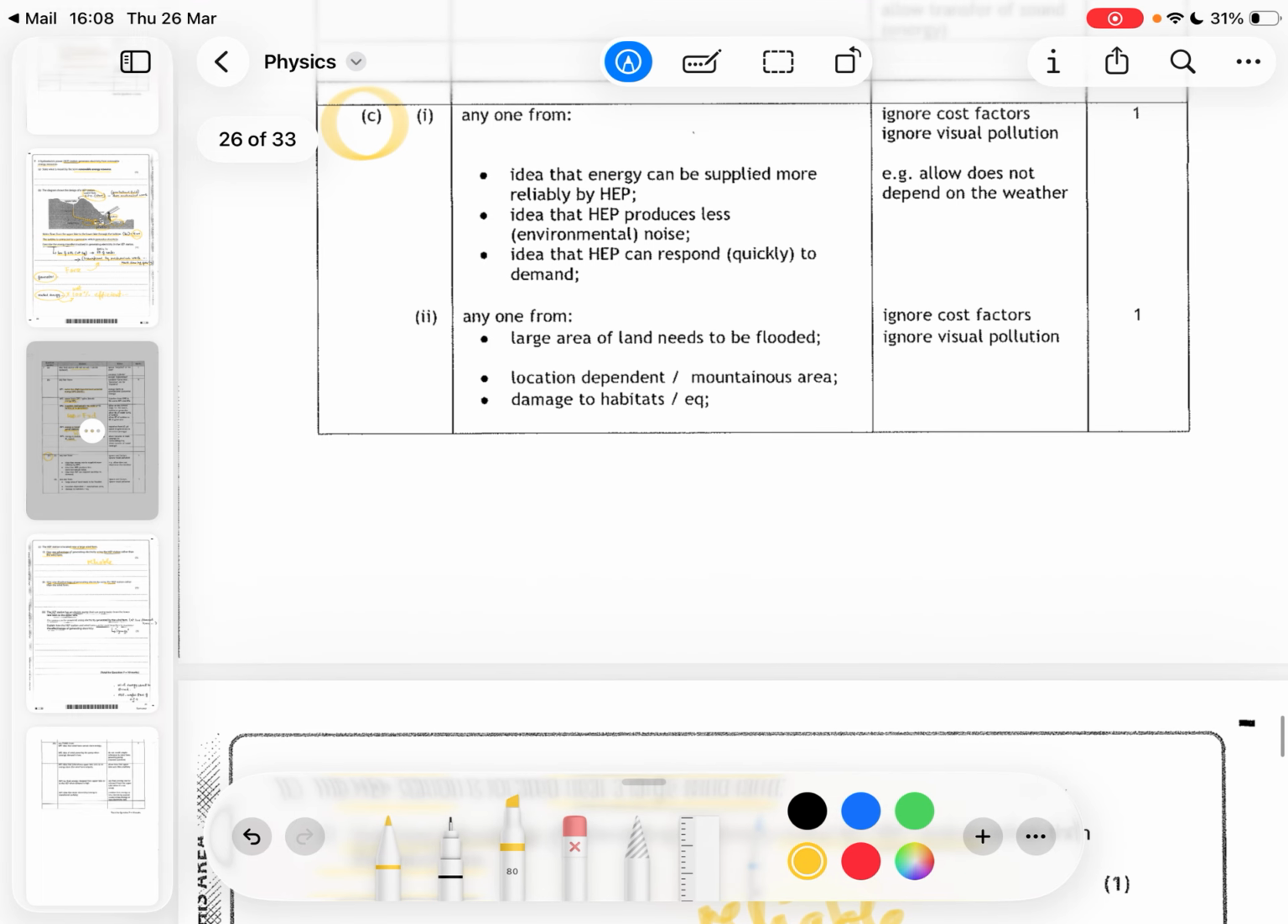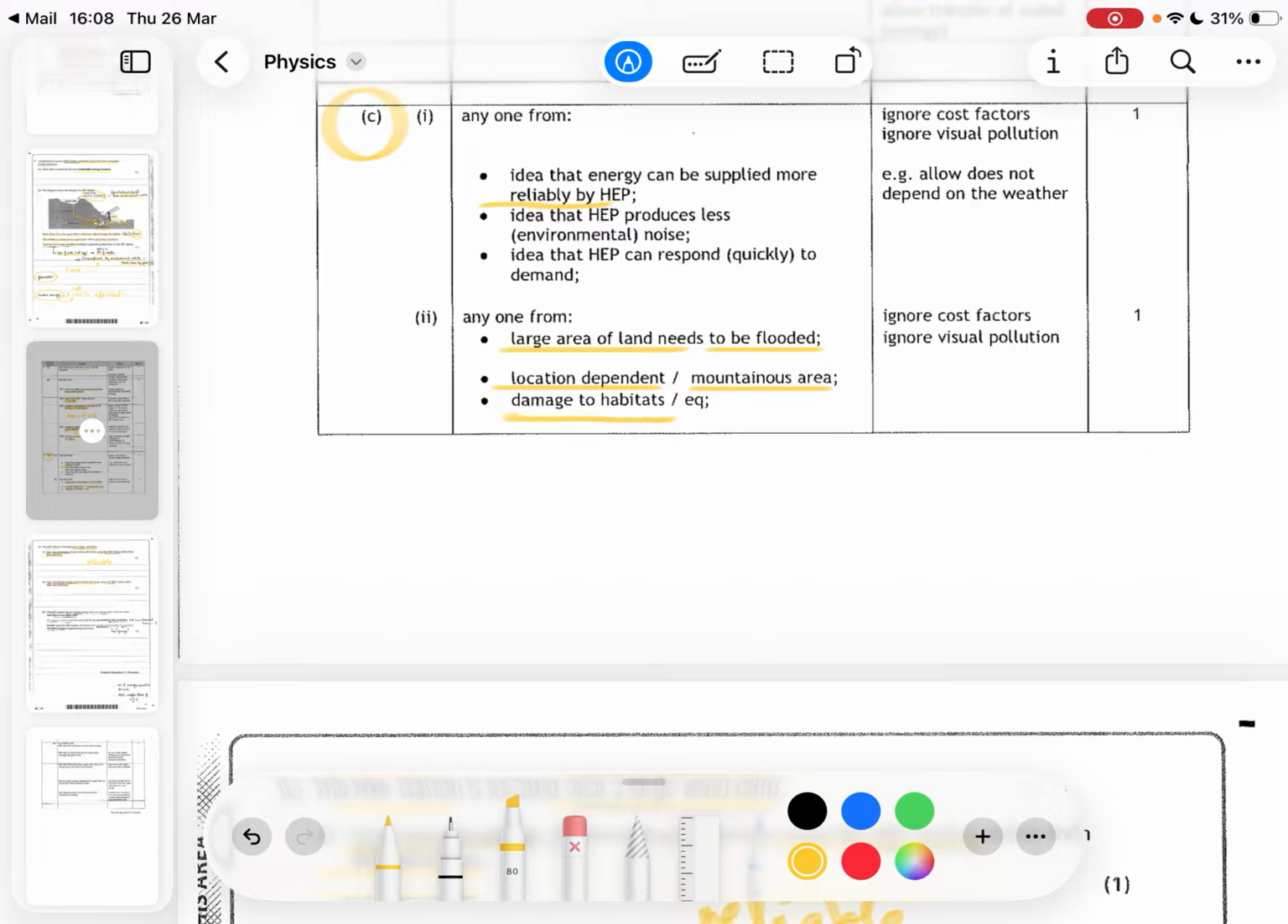Yeah, so more reliably we'd have got that. And then disadvantage, that's what we're looking for. Needs a large area of land to be flooded at the bottom. Yeah, I don't see that as a big disadvantage. So it's location dependent. Yeah, you need a mountainous area. Yes. And it can damage the habitats.